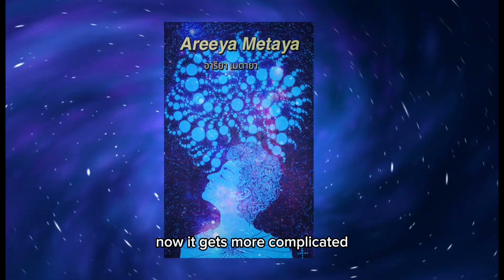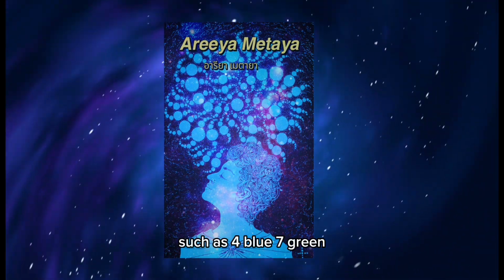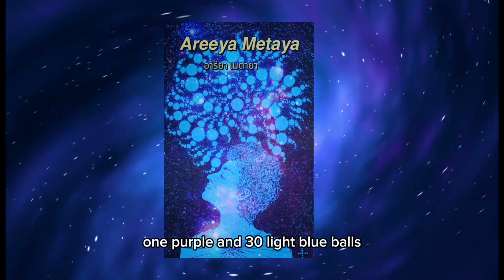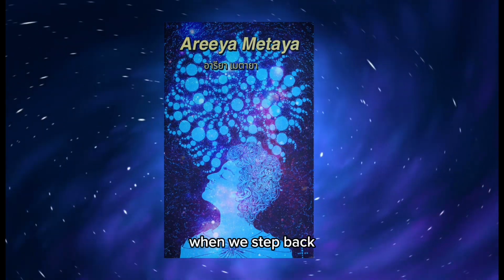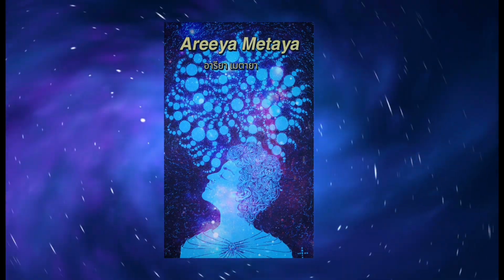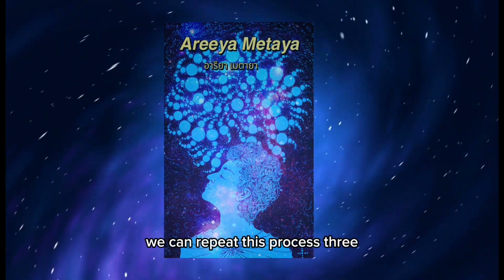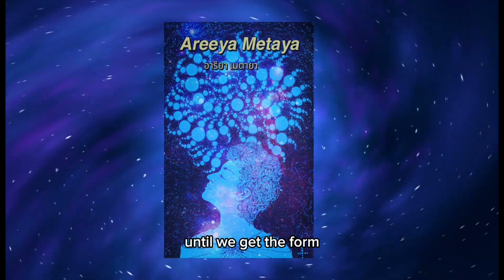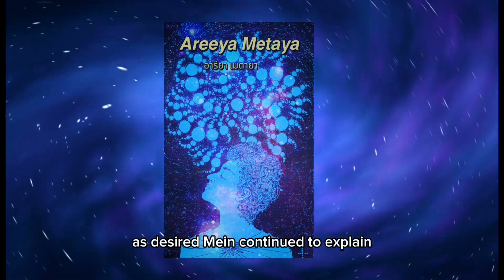Now, it gets more complicated. If we have those small colorful balls together in the right amount, such as 4 blue, 7 green, 1 purple, and 30 light blue balls, they will vibrate and emit a new frequency. When we step back, we will see that this group of balls has changed and become bigger. They also emit new and more complex frequencies. We can repeat this process 3, 4, 5 times and even more, until we get the form and properties of such frequencies as desired. Mean continued to explain.